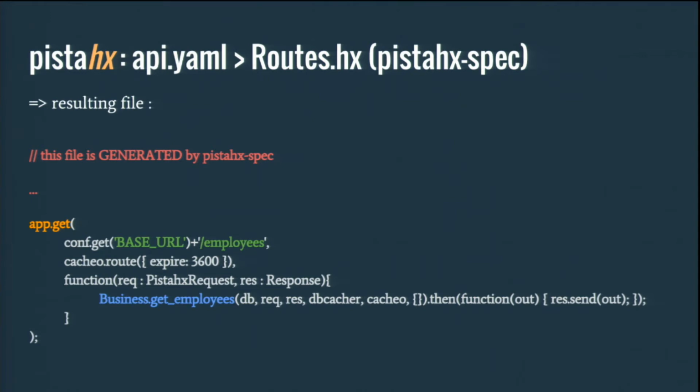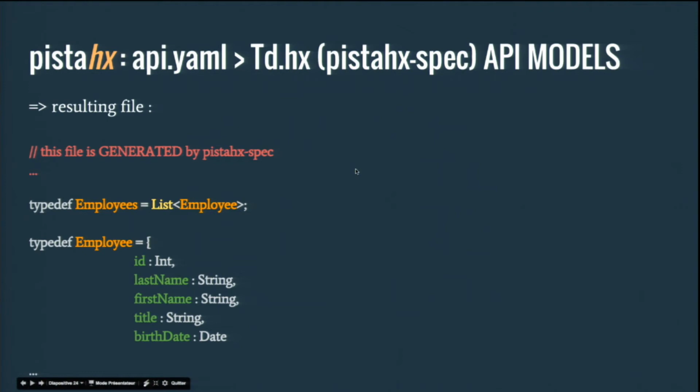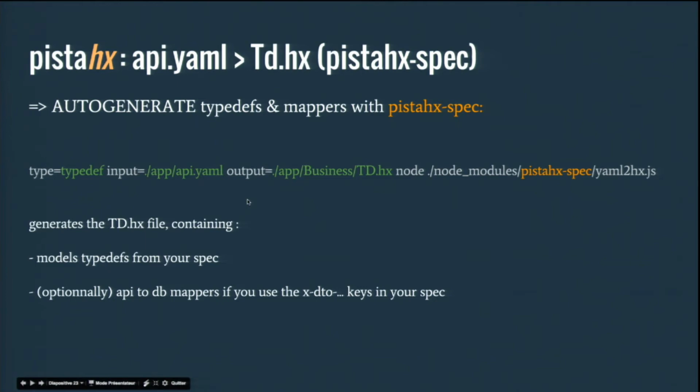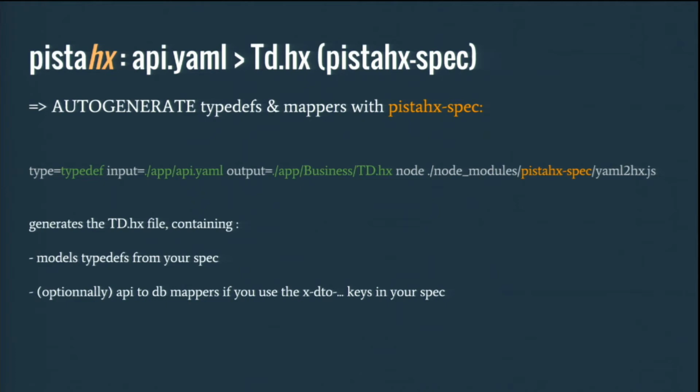Here is another example of what you can do with pistahx-spec by using the type equal typedef input. It will generate this time a td.hx file, which can contain more than one thing. Actually, it will contain model typedefs from your spec. That's what we saw just before. For example, this has been designed in your spec, and the tool will automatically generate Haxe typedefs from this specification. Another thing we will see just later is that you can also auto-generate some mappers between your API models and your DB models. It's all defined in the spec. We will see how just after.